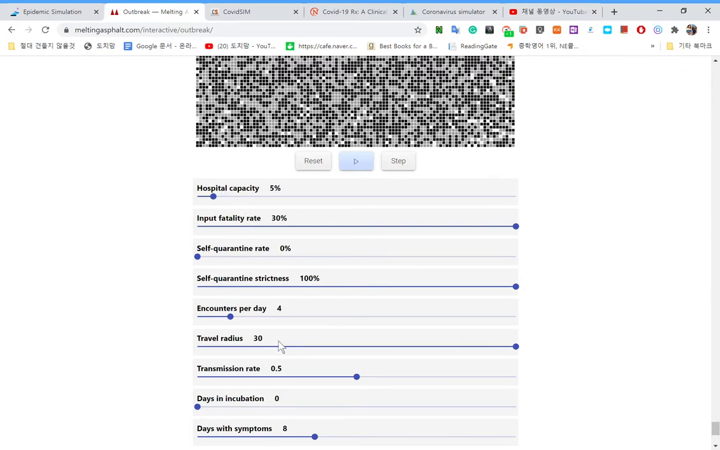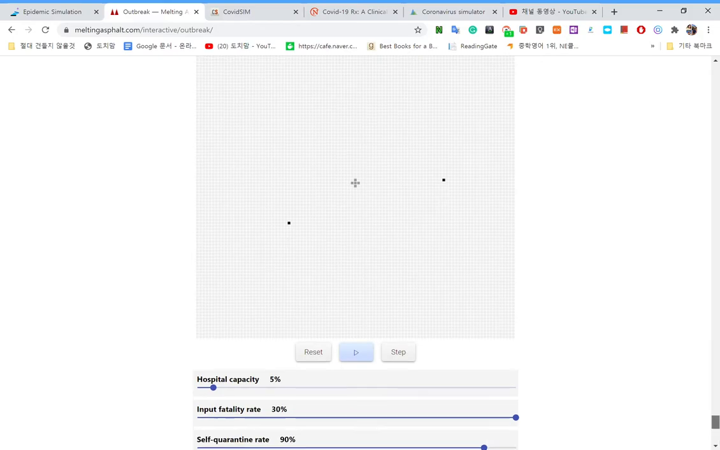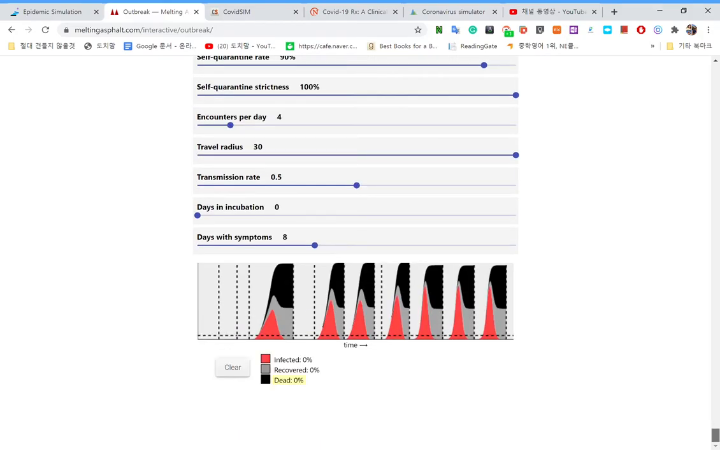Anyways, what would happen if the quarantine rate was 90%? You might have seen this coming. You probably are surprised by that. I know, you were surprised by that.